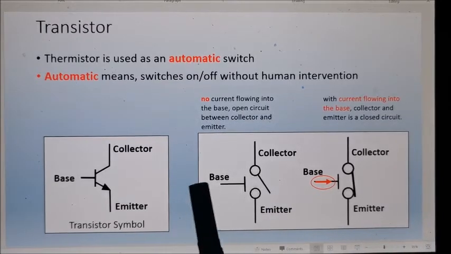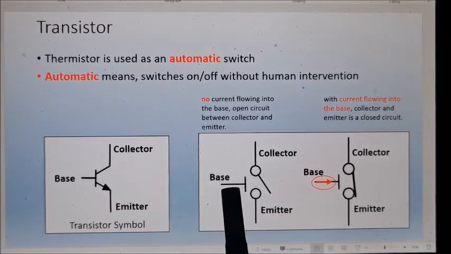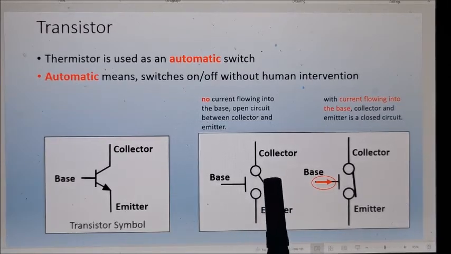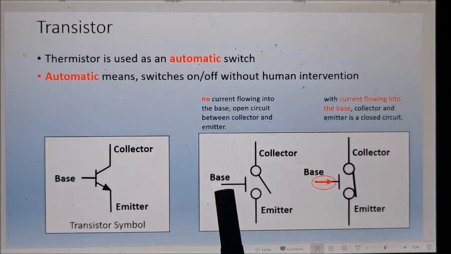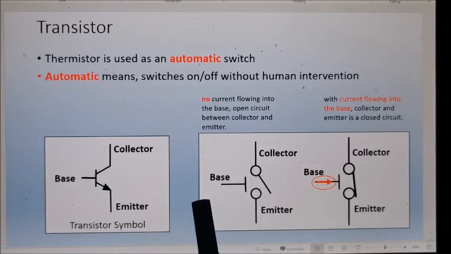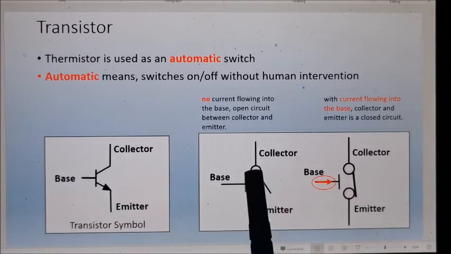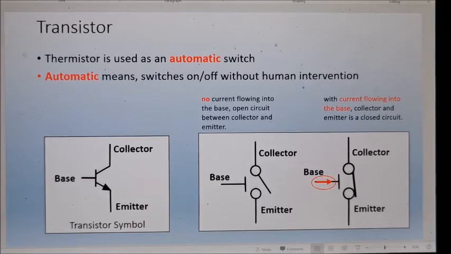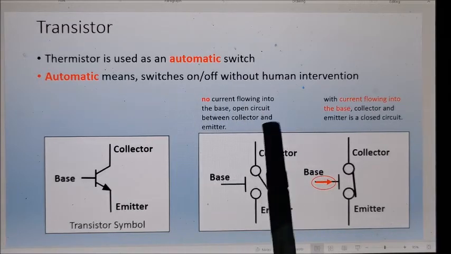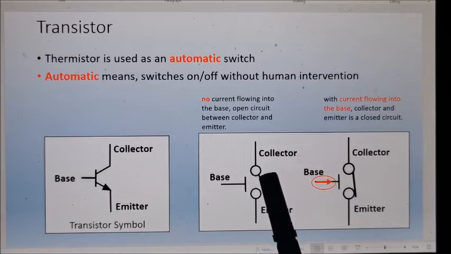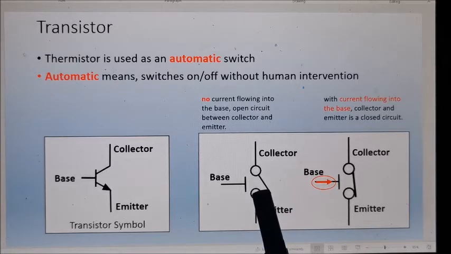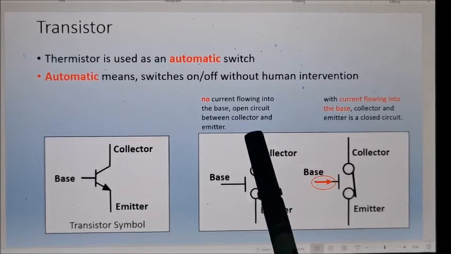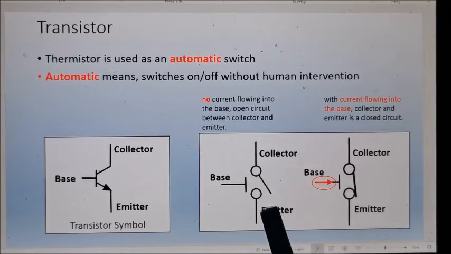Now the base, what is the base for? The base is for you to control whether you want to turn on or turn off. You don't use a hand and press. How do you turn on the switch? To switch this on, you have to send in a base current. Now take a look at here. No base current, so the switch will be off, right? It's open. We call this open circuit. With open circuit, current cannot flow through, right?